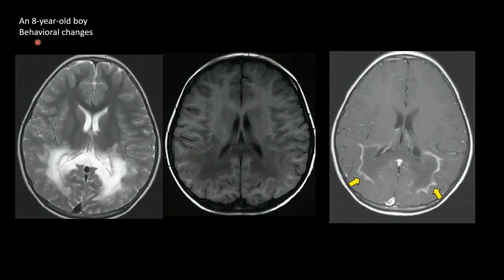Here is an 8-year-old boy with behavioral changes. We can see the T2 hyperintensity along the posterior periventricular white matter and the splenium of the corpus callosum. On T1 weighted image, this lesion shows hyperintensity, and contrast enhancement shows a linear enhancement along the involved white matter. This is a typical feature of X-linked adrenoleukodystrophy.